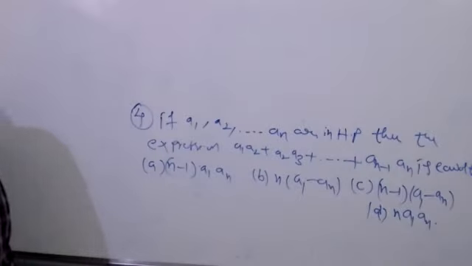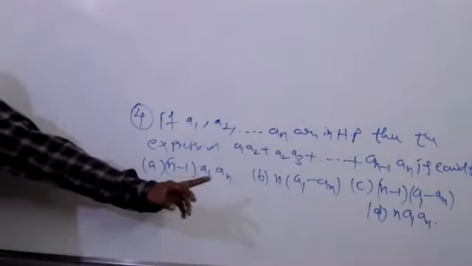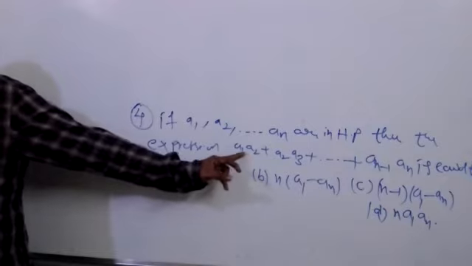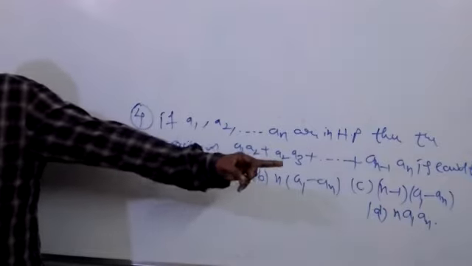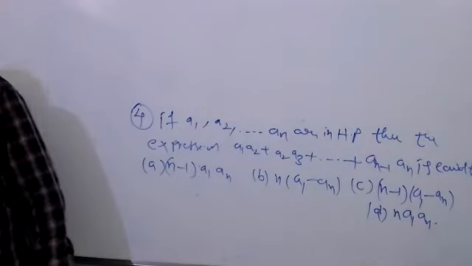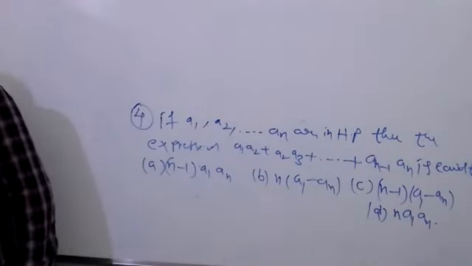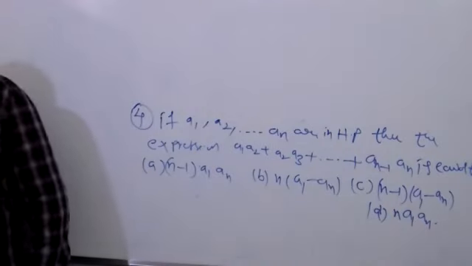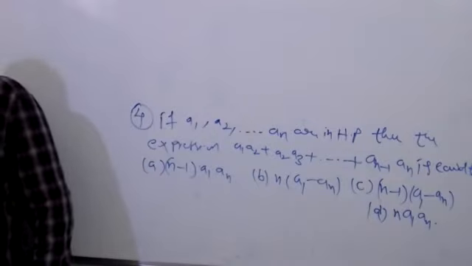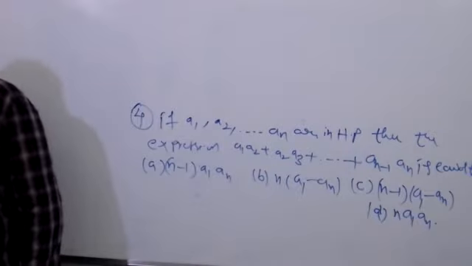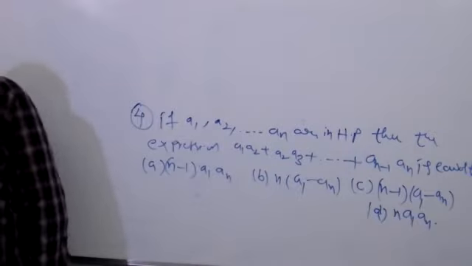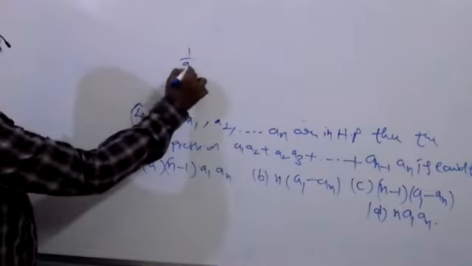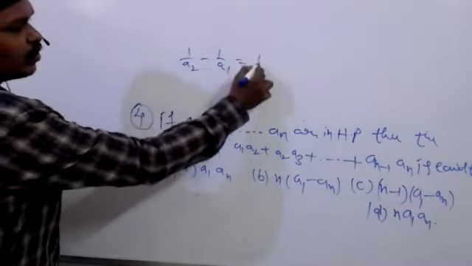Sir, can we use mathematical induction? No, assume an example. Apply the direct property here: A1 A2 plus A2 A3 plus so on plus A(N minus 1) into AN. What is the property? 1 upon A2 minus 1 upon A1 is equal to D, the common difference. (A1 minus A2) upon (A2 into A1) is equal to D.